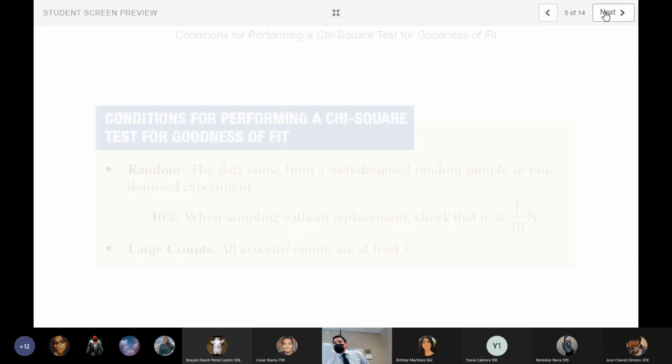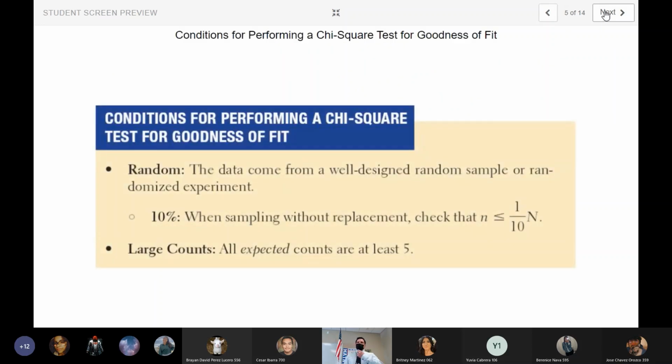As with any inference method, we do have conditions to check before performing that method. Our conditions for performing a chi-square test for goodness of fit are the random and 10% conditions that are the same as the random and 10% conditions that we've seen for every other inference method we've done in this class. The large counts condition is slightly different. Large counts is saying that all of our expected counts, so the expected count of each category within our categorical variable, all have to be at least 5.